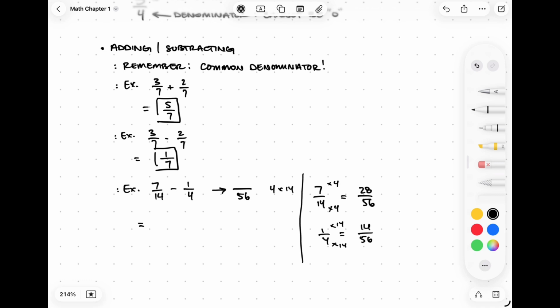So now I could plug those numbers back in. 7 over 14 becomes 28 out of 56 minus 14 out of 56. And then now I could subtract, which makes it 14 out of 56. And if I were to simplify it, then it would simply become 1/4. And these two would be my answers, the second one being the one that is in the simplest form.